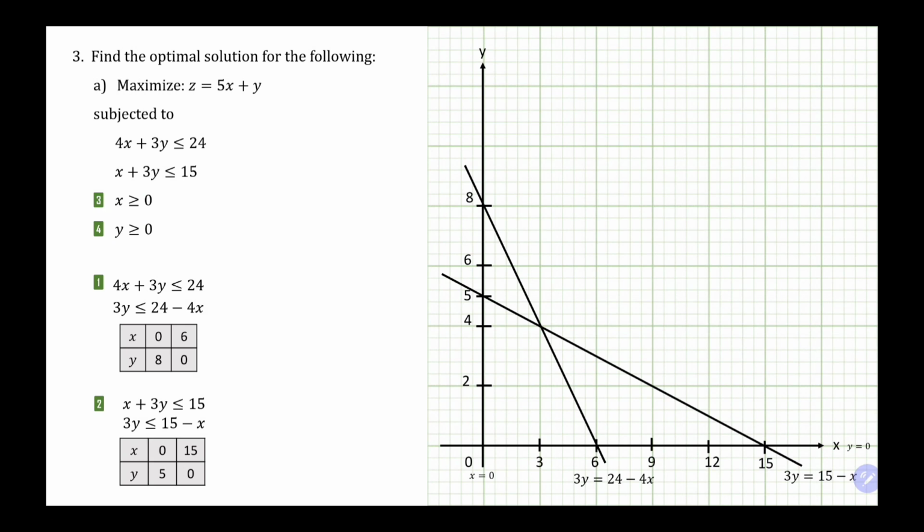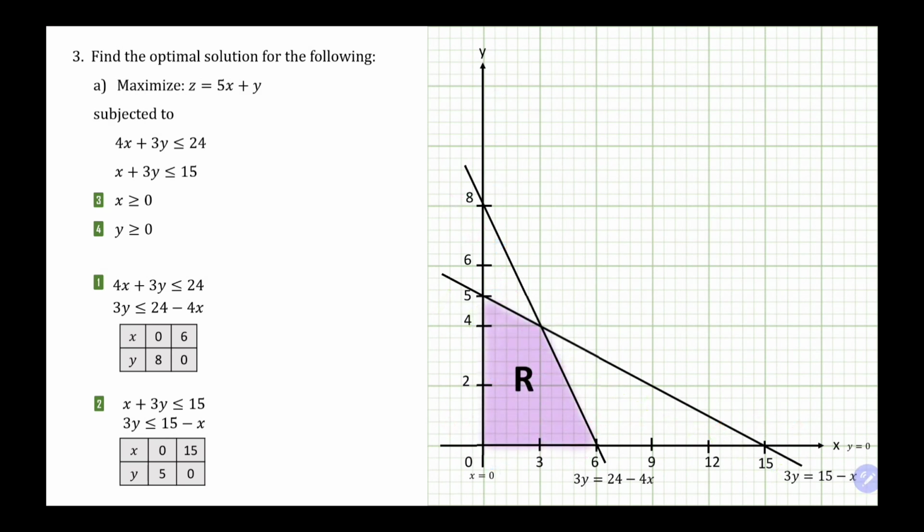Then we find the region. First line, less than or equal, so this area. Second line, 3y less than or equal, so this one. Then x and y greater than 0. So we conclude our feasible region is here.